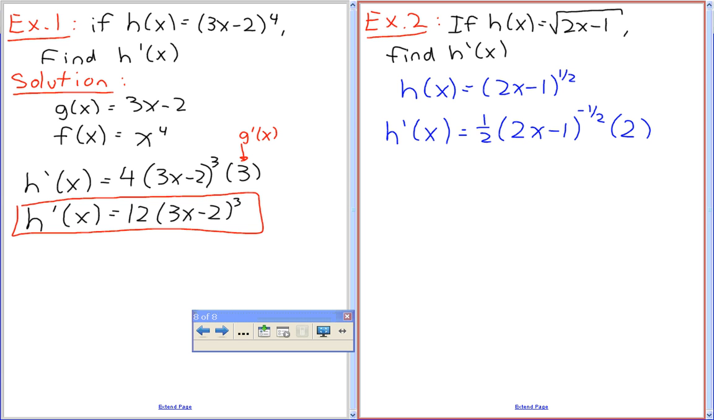Okay. Let's make sure we know what happened there. So what she did initially was she did the outside part, which is the 1/2. So that came down to the power negative 1/2. And then the derivative of the bracket was just equal to 2. Okay?